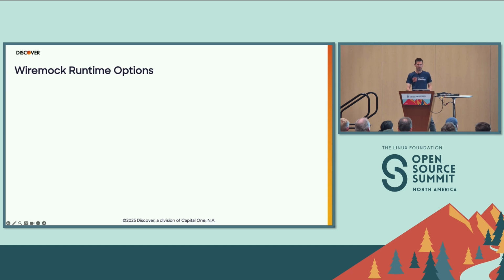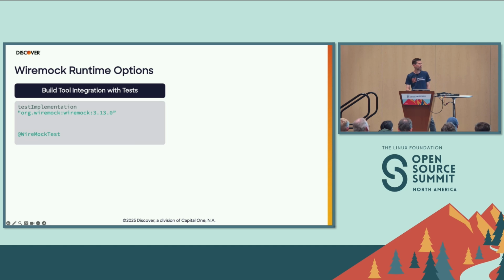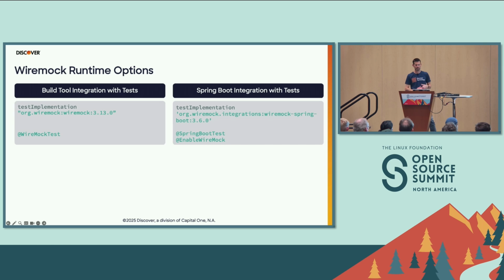So as far as running Wiremock, there's a couple different options that you have. If you're using Java and you want to integrate it directly with your build tool, whether that's, in this example, Gradle, you can bring in the implementation, or if you're using Spring Boot, there's a specific Spring Boot dependency. And effectively, you can just annotate a test class with something like WireMockTest or EnableWireMock, and it'll spin up a Wiremock server in process.